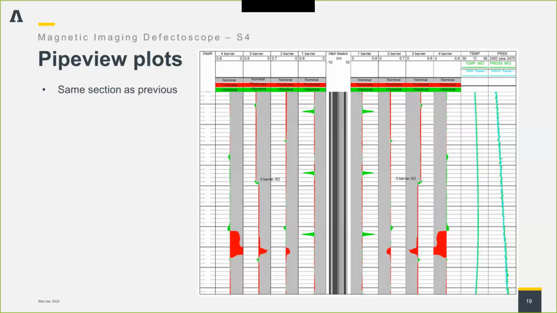Okay, great. And then from the same person, can this metal loss show the difference between erosion and corrosion?